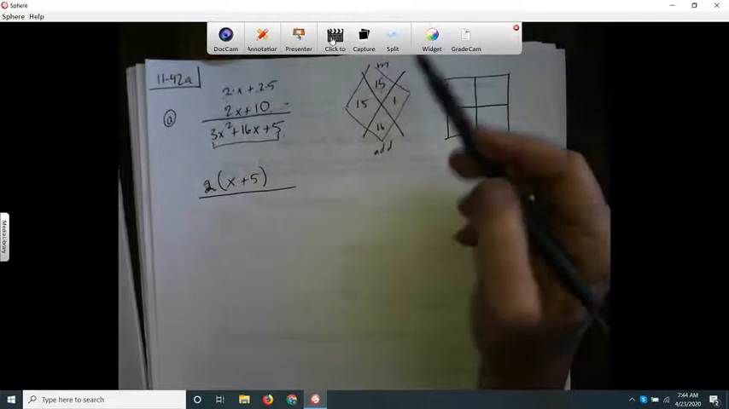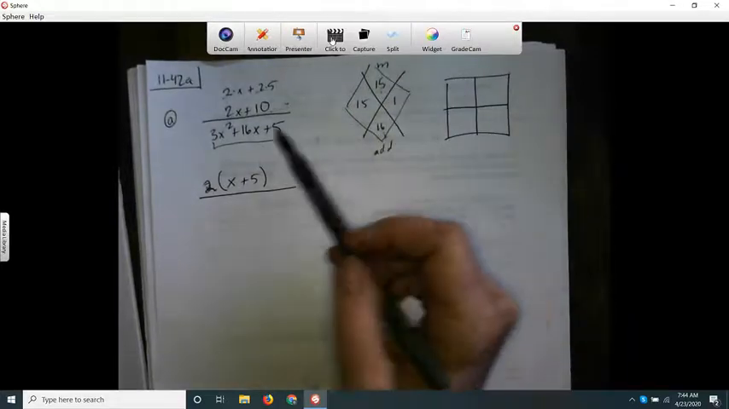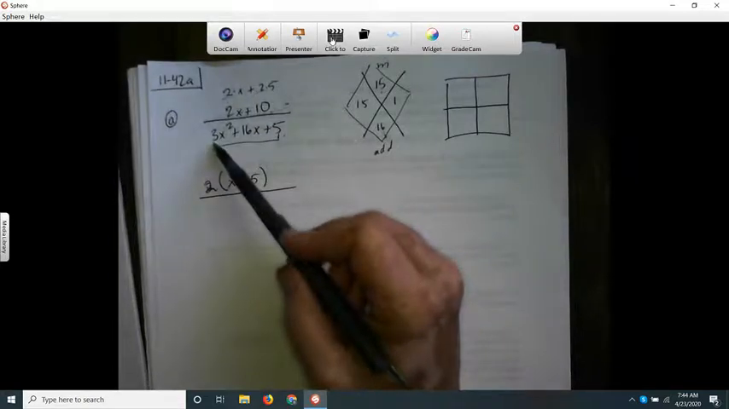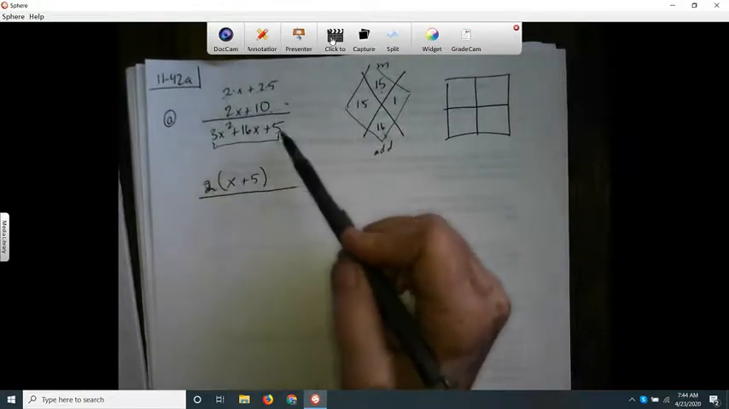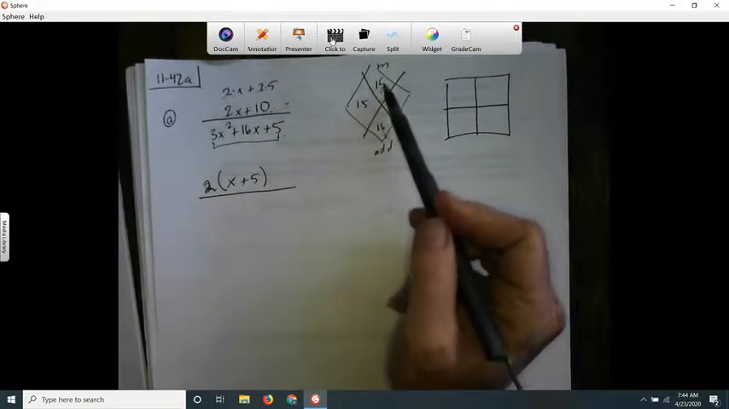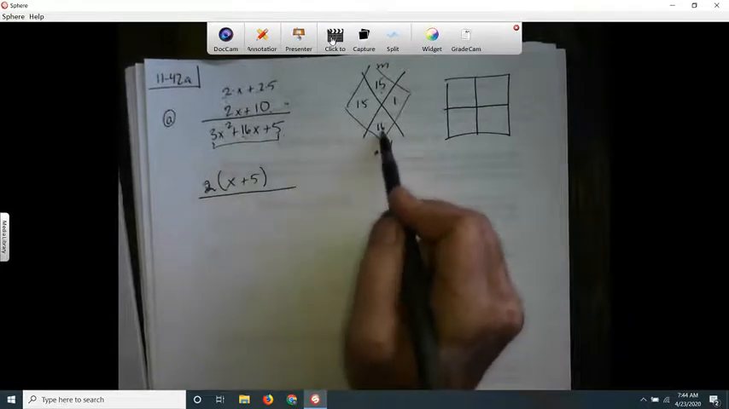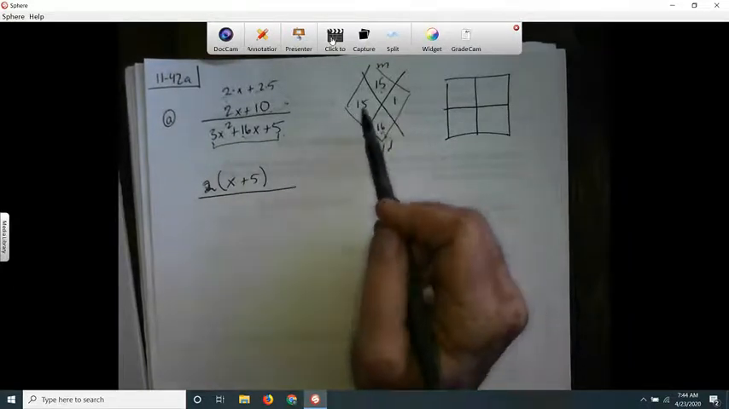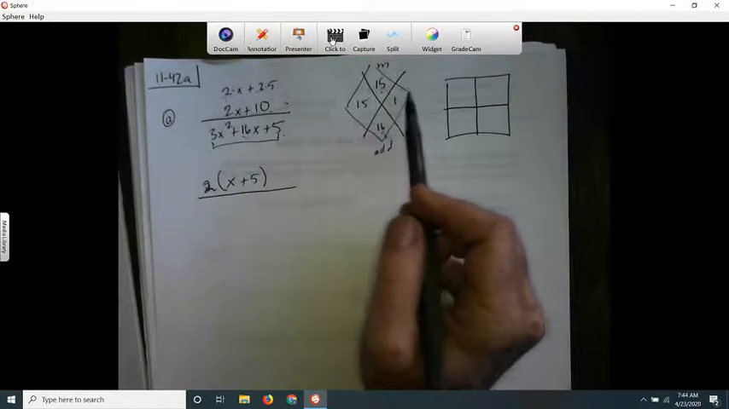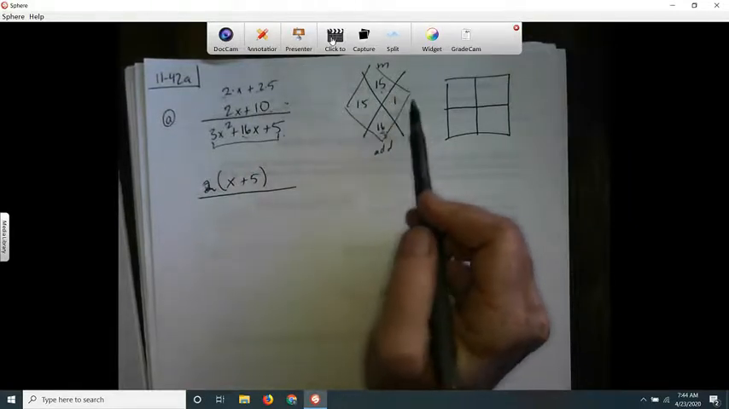So you use the coefficient of x squared times the constant to put in the top box. And then here you take the coefficient of x. I already figured out that 15 is 3 times 5, but that'll never give me a 16. So 15 times 1 also makes 15, and that adds to make 16. So those are the two numbers I want.